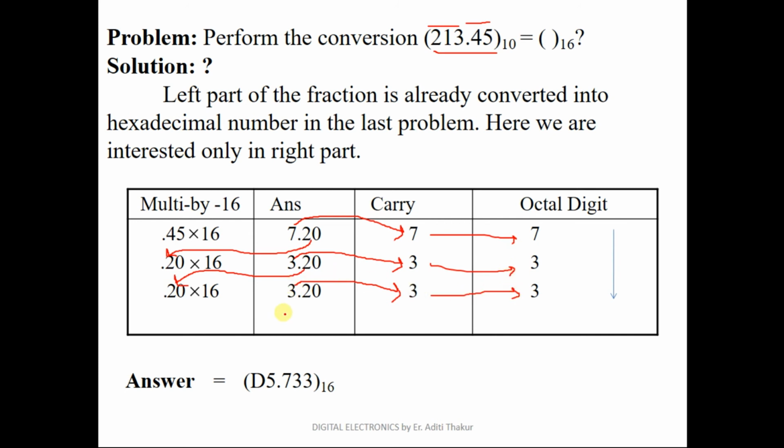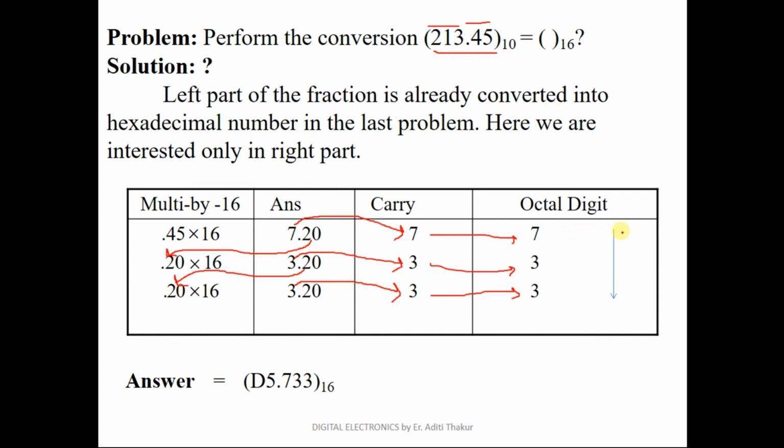So now you can see that this is an example in which this process will not stop. It will go on multiplying and you will get again 3.20, and again when you multiply this by 16, you will get a 3 digit out, and again when you multiply 0.20 by 16, again you will get 3.20, and so on. It will go on. So you can terminate after 3 points and it will give you the approximate value of your corresponding decimal number.